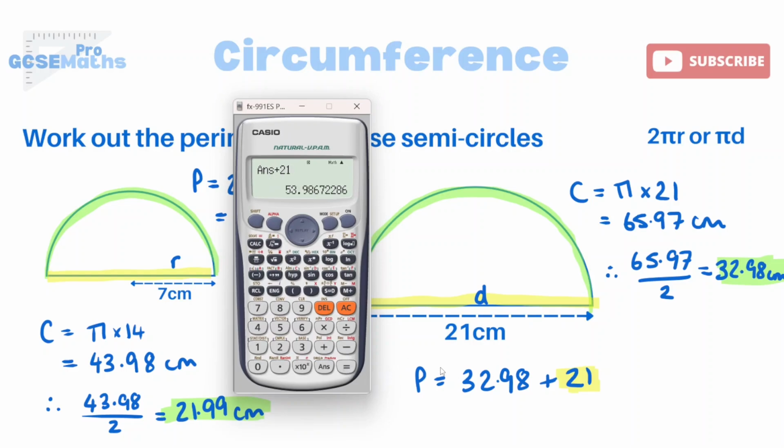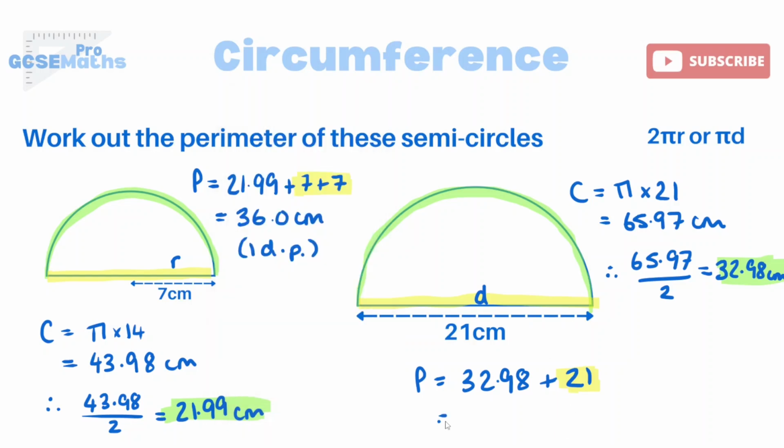So I've got 53.9867... Now I'm going to round it. Again, if I round it to 1 decimal place, actually it's going to round up to 54.0, isn't it? And that's it. So it feels like a bit of a trick question, these ones, because they're semicircles, but just remember, divide your circumference by 2 because you obviously only want half of it. And don't forget to add on the diameter at the end because it is another side to the semicircle. And that's it. So we've got 54 for that question.